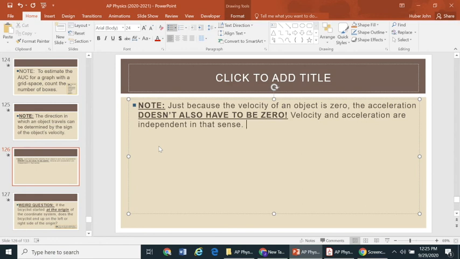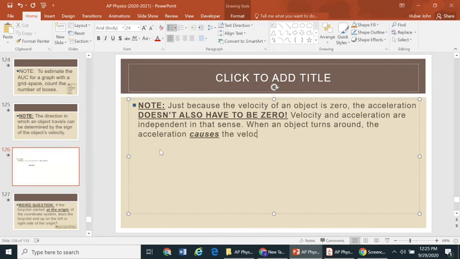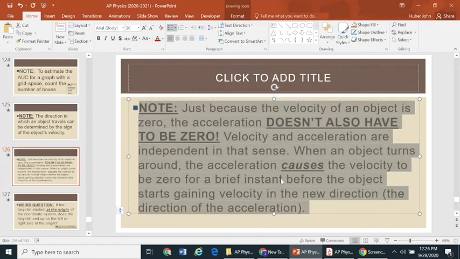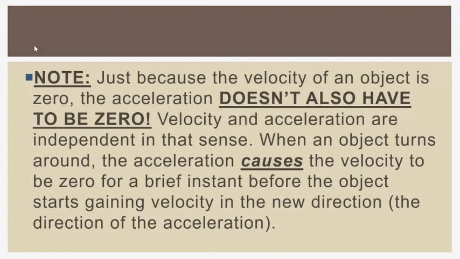And so what we can say here is when an object turns around, the acceleration causes velocity to be 0 for a brief instant before the object starts gaining velocity in the new direction, which incidentally is the direction of the acceleration. Take a second to pause this video and write that down. And when you hit play, I want to explain that last line specifically in the context of this problem before we move on.